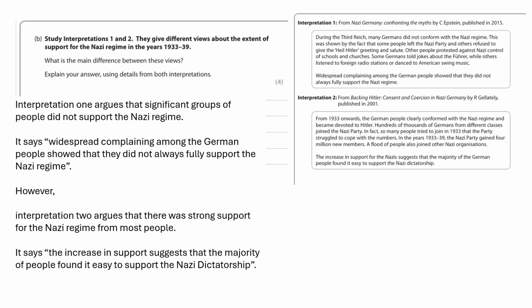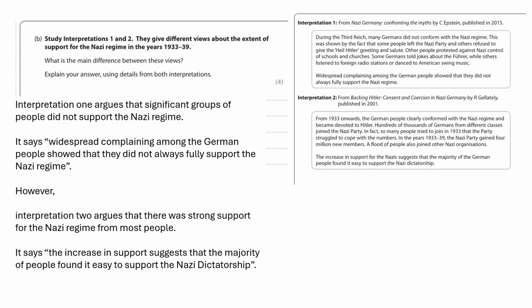Then you're going to use the word however, because that word however shows that there is a difference between the two interpretations. However, interpretation 2 argues, and again you're going to summarize that in your own words, it says, bring in a quote to prove it. And that's it, that's all you have to do. So if you write interpretation 1 argues, summarize it, bring in a quote. However, interpretation 2 argues, summarize it, bring in a quote. That's going to get you 4 out of 4.